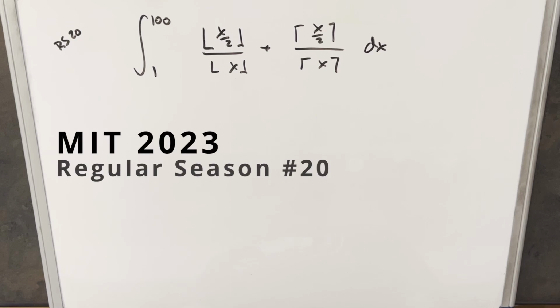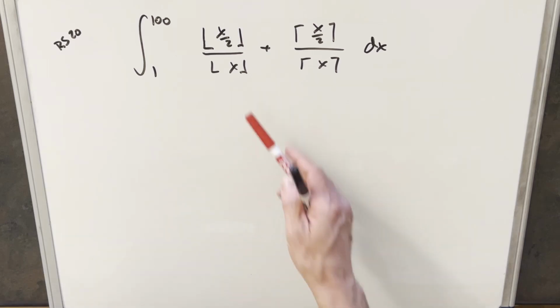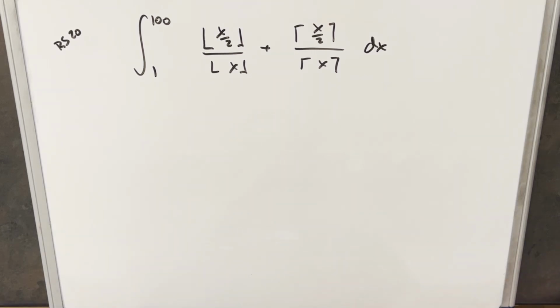Hey, we have a really interesting looking integral here today from the MIT Integration Bee 2023. This was regular season problem 20. We have the integral from 1 to 100 of the floor of x over 2 over the floor of x plus the ceiling of x over 2 over the ceiling of x dx. Okay, a lot to deal with here with the floor and ceiling in the same integral.